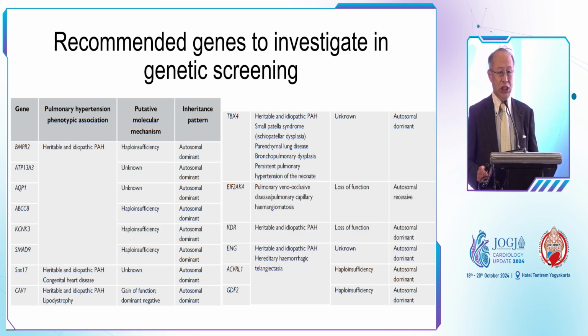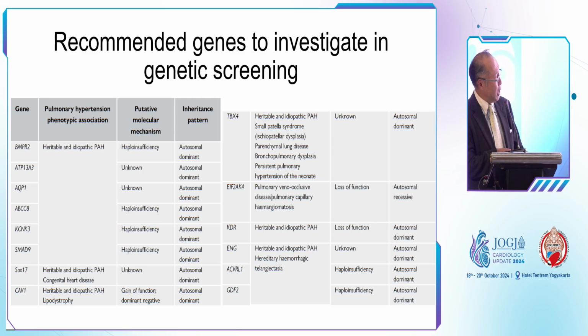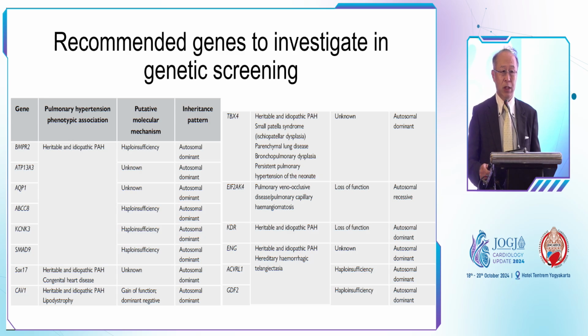Then, which genes should we check? Of course, BMPR2 is one of the most important genes, but in addition to that, those are the genes which should be investigated.